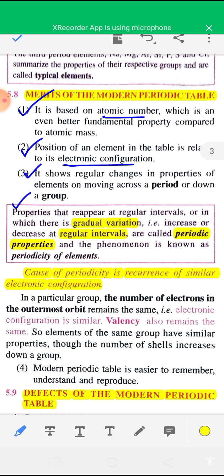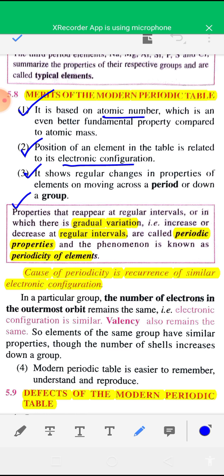Okay, so properties that reappear at regular intervals or in which there is a regular variation, that is increase or decrease at regular intervals, are called periodic properties. Examples of such periodic properties I have told: atomic size, metallic character, non-metallic character, reducing character. Okay, these are some periodic properties. And the phenomenon is known as periodicity of elements. Which phenomenon? The repetition of property at a regular interval is known as periodicity of elements.